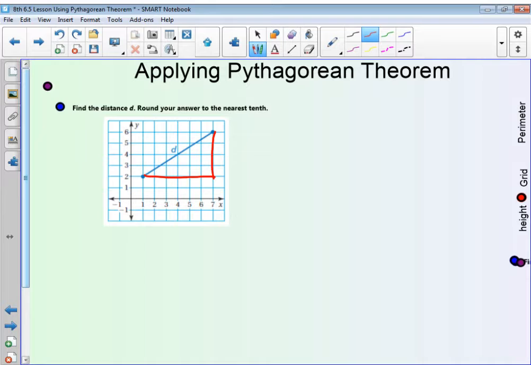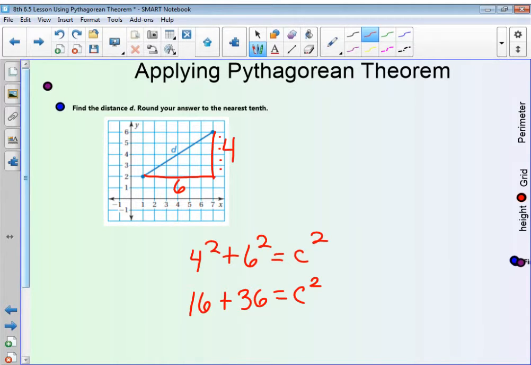Okay, so now if we use our Pythagorean theorem, my right triangle, I've got 1, 2, 3, 4, and 1, 2, 3, 4, 5, 6 on the bottom. Okay, so a squared, 4 squared, plus b squared, 6 squared, equals c squared. Okay, so 4 times 4 is 16, plus 6 times 6 is 36. That gives me c squared. 36 plus 16 gives me 52, equals my c squared.